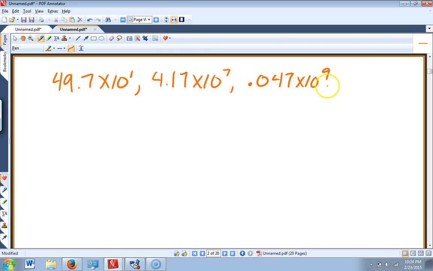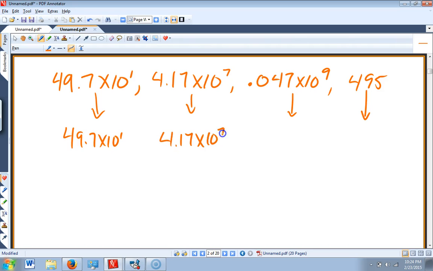Oh, I forgot one. I'm 495. And then this guy, we might want to write him in scientific notation so that he's easier to compare. So let's make sure these are all written in scientific notation. So 49.7 times 10 to the first, we're good. 4.17 times 10 to the 7th, we're good. 0.047, no! Bigger. That's bad. We talked about this. This number has to be 1 or bigger. Also, I lied again. 49.7 is not good either because that number is bigger than 10. So we want to make sure we write it correctly.